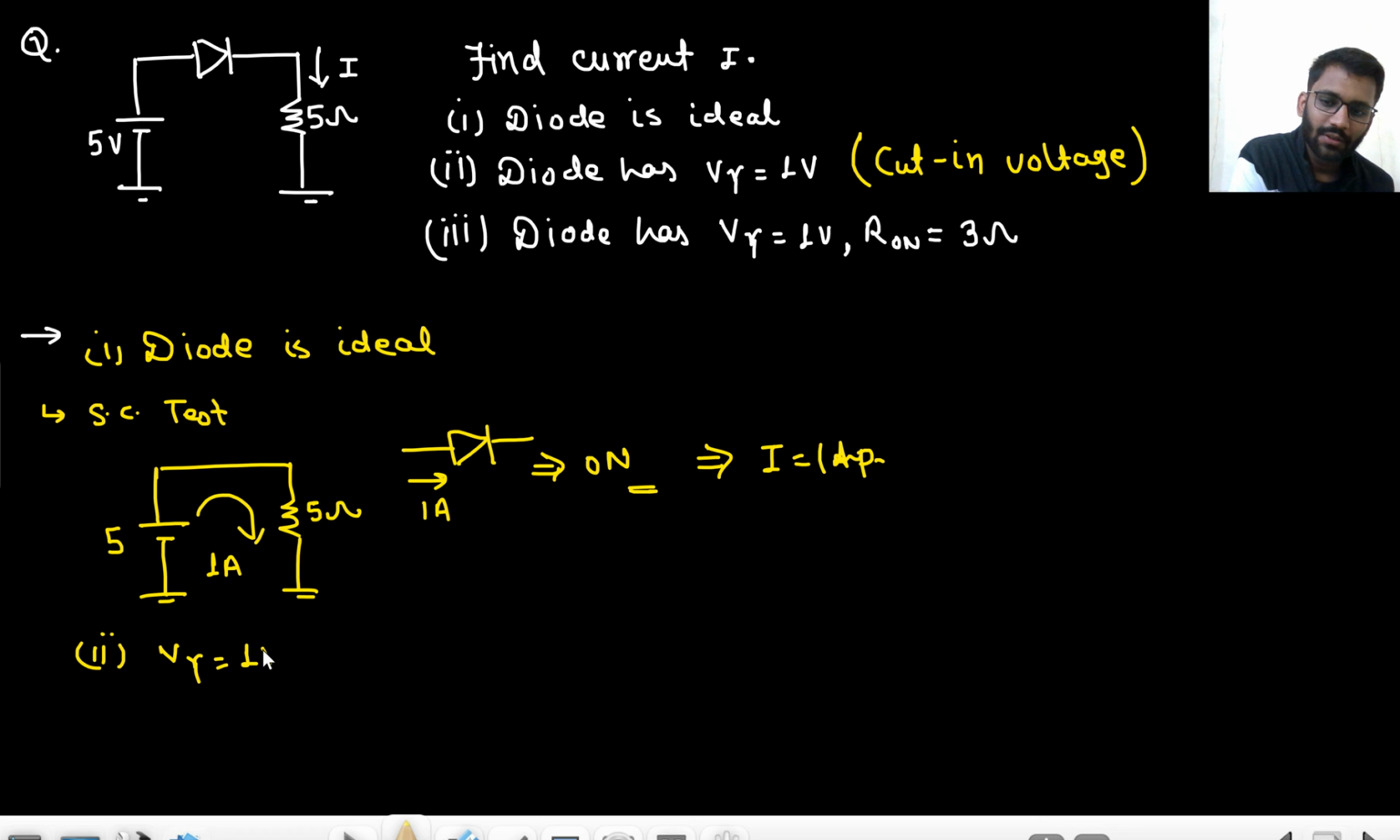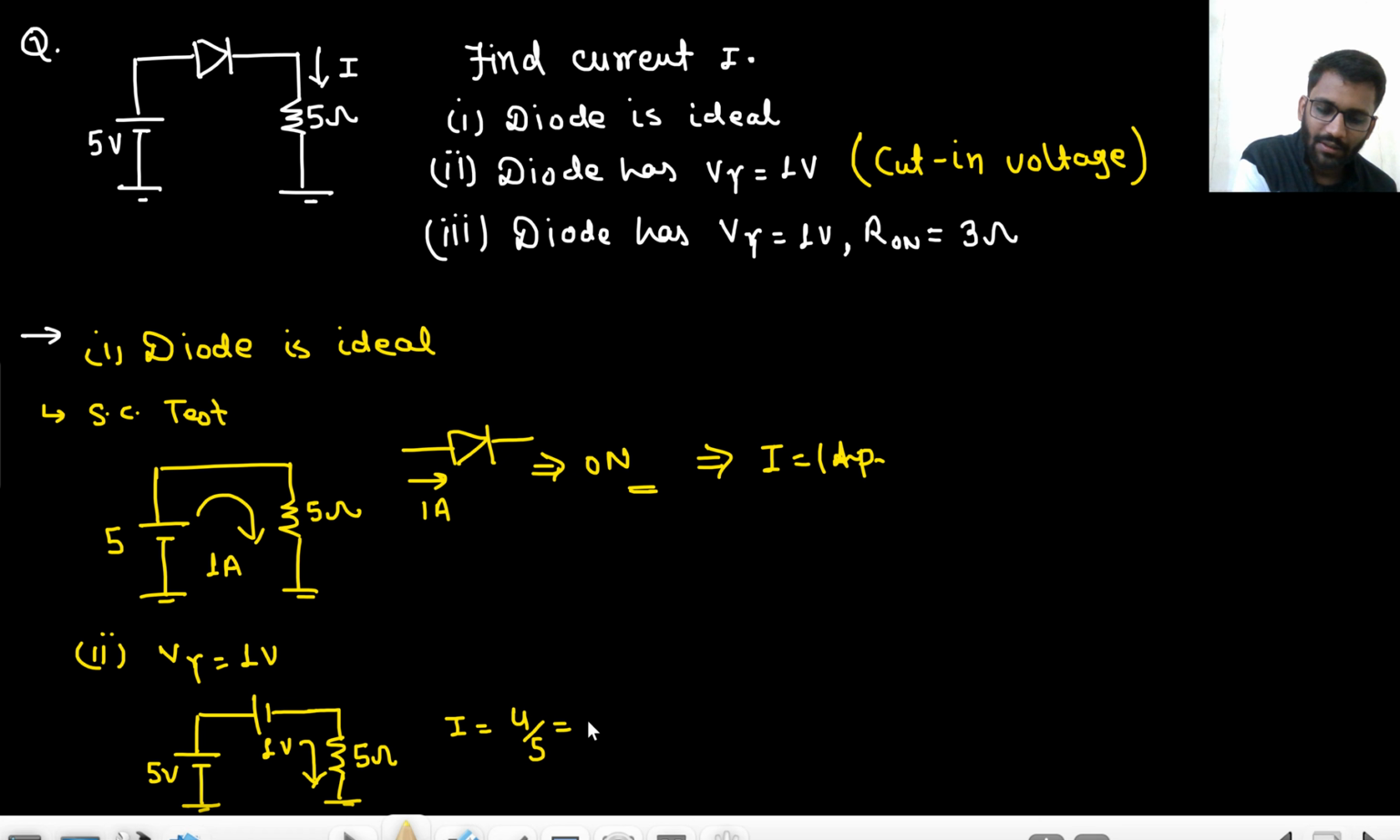So now I will not replace it with short circuit. I will replace it with its equivalent model, that is at the P side plus and at the N side minus. That is 1 volt. And the input was a 5 volt battery, and this is a 5 ohm resistance. So what will be the current now? The current is 5 minus 1, 4 by 5. That means 0.8 ampere.